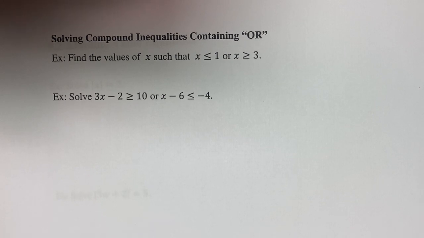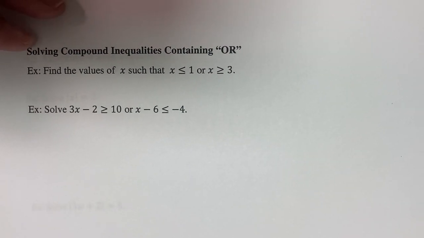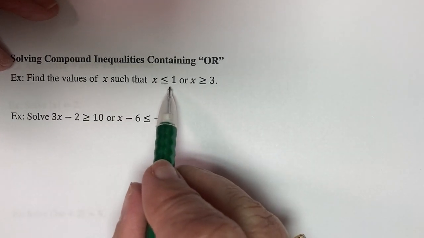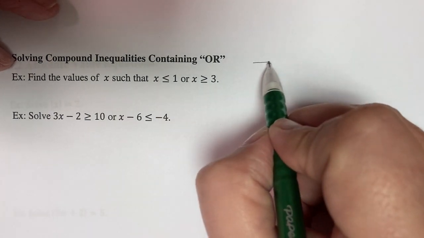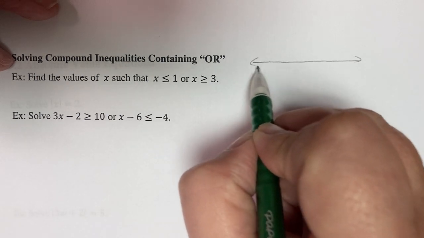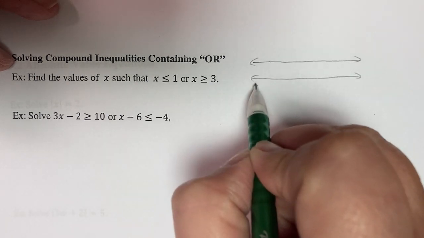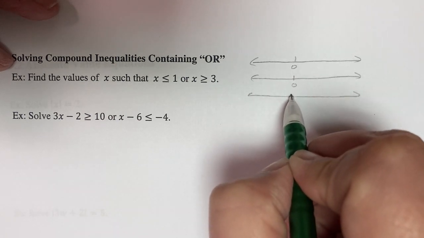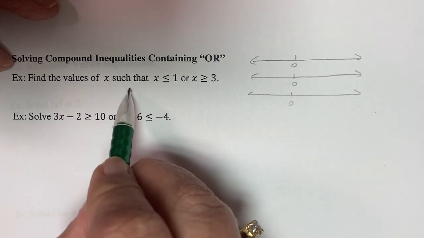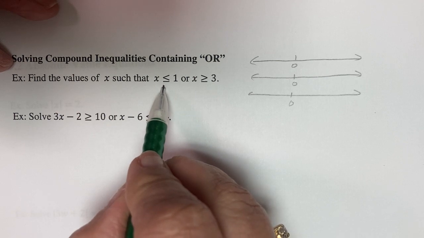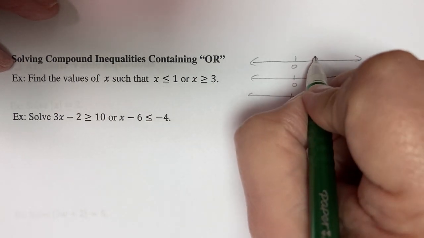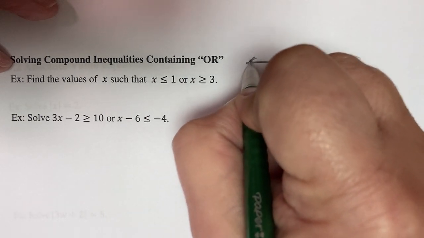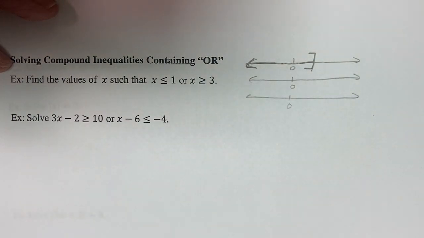So we have 3 of these, so let's go ahead. And again, I'm going to do the 3 graphs. So if I want to unite or find all the values, I'm going to do my 3 graphs up here. So I want everything, if I just graph them individually, less than or equal to 1. There's my 1. And that would be that set of numbers right there.